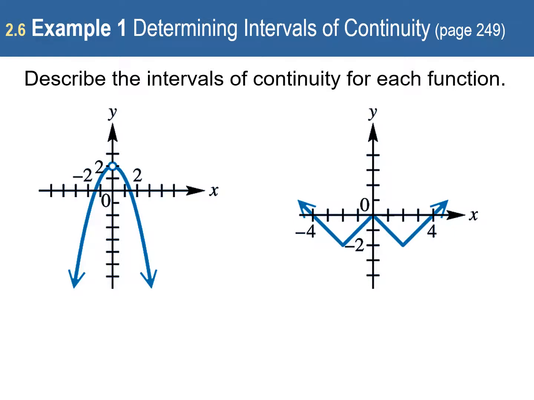So let's look at each of these functions and see where the function is continuous. If I start on this function right here, and I start at negative infinity, and I come in, I'm going to have to pick my pencil up here at 0 where there's a hole. All right? So we're going to say that this function is continuous from negative infinity to 0, and from 0 to positive infinity. And it's discontinuous at x equals 0.